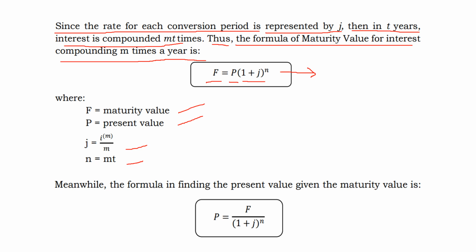Meanwhile, the formula for finding the present value given the maturity value comes only from the given formula for the future value. We just simply transpose your 1 plus j raised to n to the other side of the equation, from multiplication going to division, changing the operation between your variables. Then your p now is equal to f over 1 plus j raised to n.